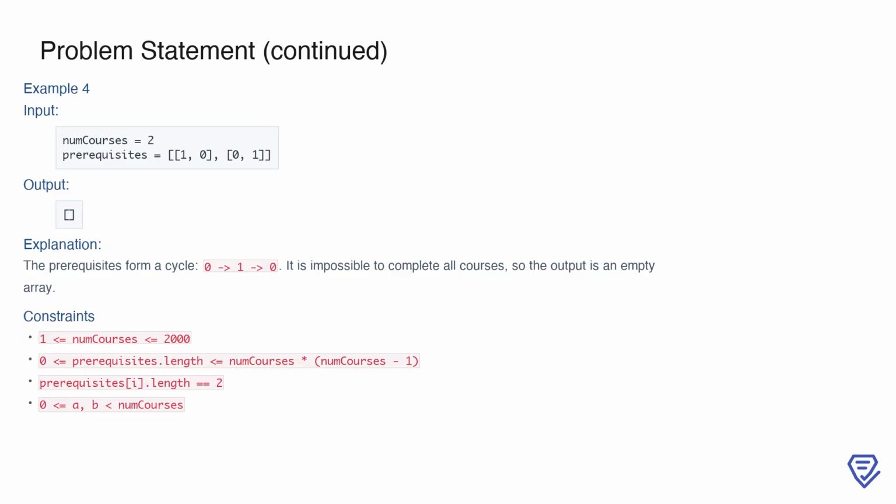Finally, let's review the constraints for this problem. The number of courses, numCourses, can range from 1 to 2000. The prerequisites list can have a maximum length of numCourses times numCourses minus 1, and each prerequisite pair contains exactly two values, A and B, where both are valid course indices ranging from 0 to numCourses minus 1.